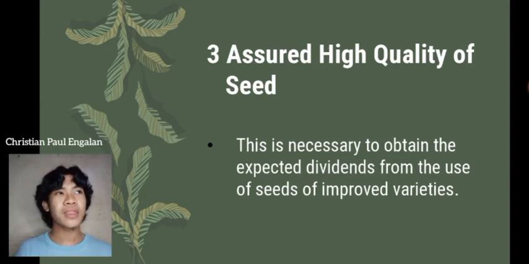So, di ba, some of the farmers, they seek to have a high quality of seed for planting, because they want to produce high quality crops or products. So that is why some of the farmers are really expecting to obtain the expected dividends that they can use for the planting season, especially the improved ones or kinds.